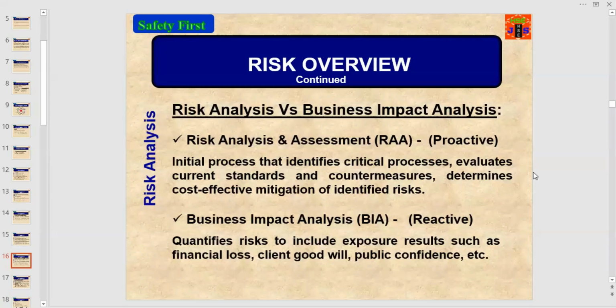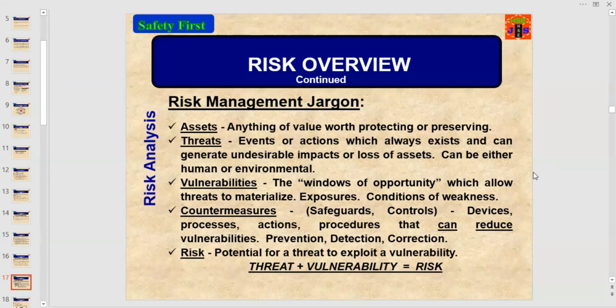Initial process that identifies critical processes, evaluates current standards and countermeasures, determines cost-effective mitigation of identified risks is risk analysis and assessment. While the business impact analysis, it quantifies risk to include exposure results such as financial loss, client goodwill, and public confidence, etc. Let us understand the meaning of terms those are repeatedly in use during the process of risk management. What is asset?